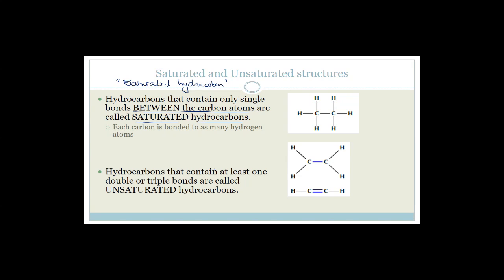Compared to unsaturated, where a hydrocarbon that contains at least one double or triple bond is called unsaturated. So this is a double bond and that's a triple bond. And you can say that if it contains at least one double or triple bond, then it is unsaturated.